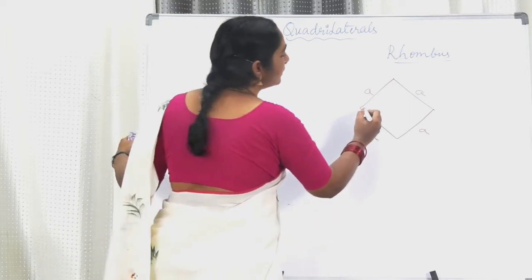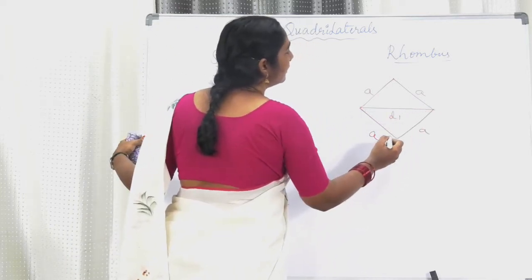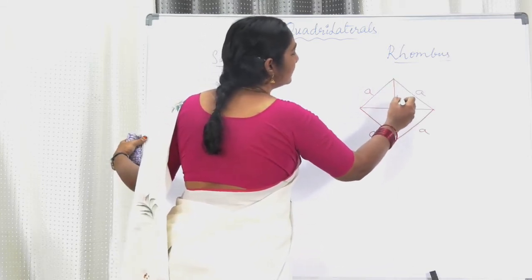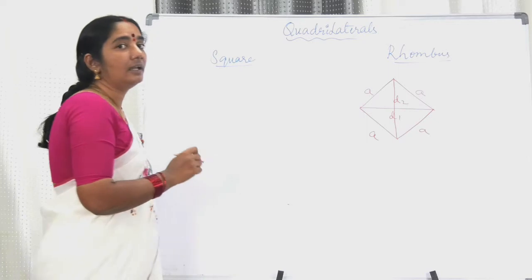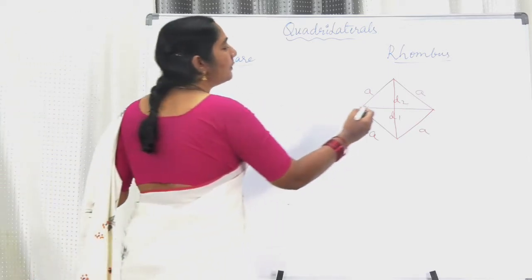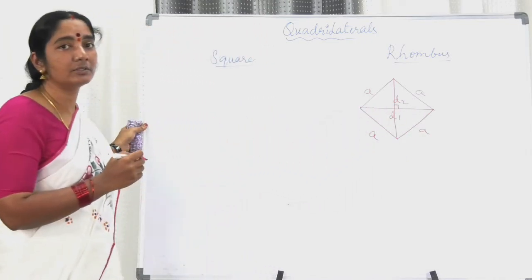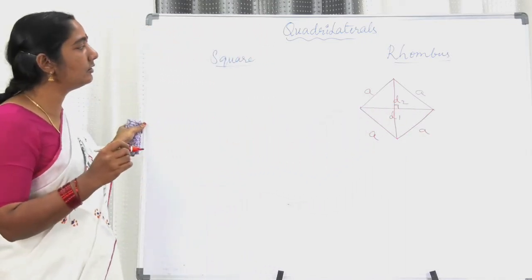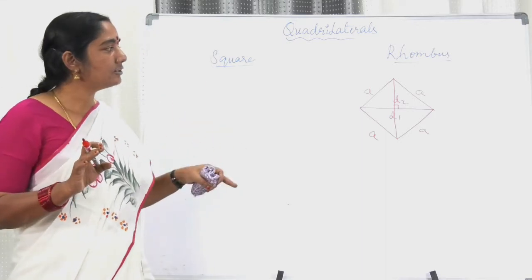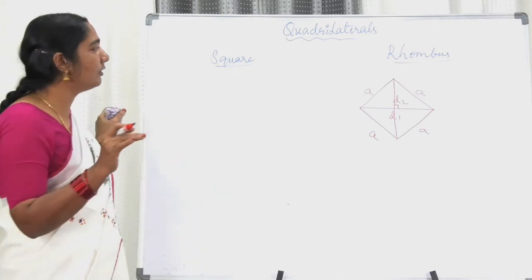And in a rhombus, diagonals are not the same. If this diagonal is D1, the other diagonal is D2. The diagonals are not equal, and in a rhombus, diagonals are perpendicular to each other. So I think now you understood. Sides are the same, but angles are not 90 degrees. Diagonals are not equal, but they are perpendicular to each other. That is the condition of a rhombus.